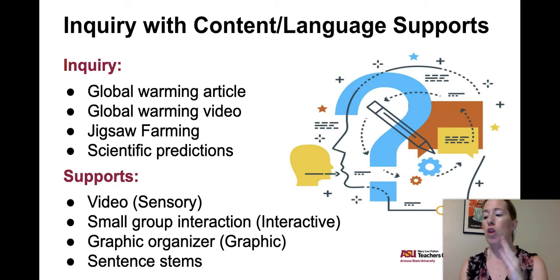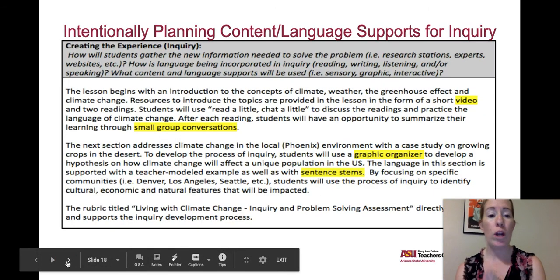All right. You were using a graphic organizer. That's an example of a graphic support. You were using sentence stems to sort of support what you were saying, which is a great language support that blends kind of that sensory and interactive piece together. All right. So now you're going to do your planning.